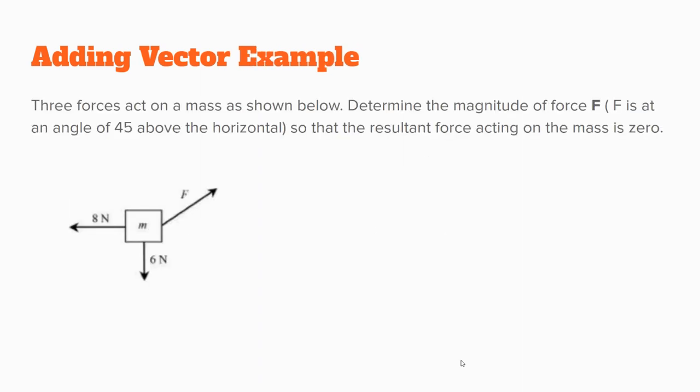So let's get some ending vector examples. Three forces act on a mass as shown below. Determine the magnitude of force F. F is at an angle of 45 degrees above the horizontal. The resultant force acting on the mass is 0. Please stop this video to work, but I will just give the answers right now.